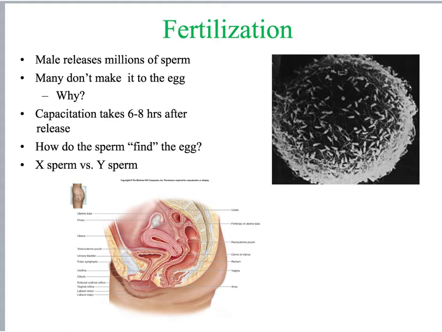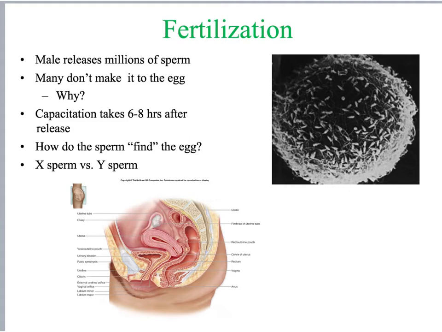We need the sperm to be able to make it through and not have those digestive enzymes rupture prematurely in either the male's reproductive tract or somewhere else in the female's. So the sperm that find their way to the oocyte actually have to undergo some changes once they get there. And this capacitation, like I said, takes somewhere between 6 to 8 hours.